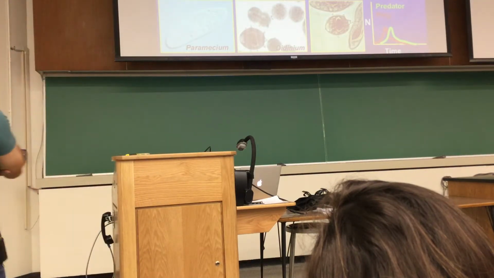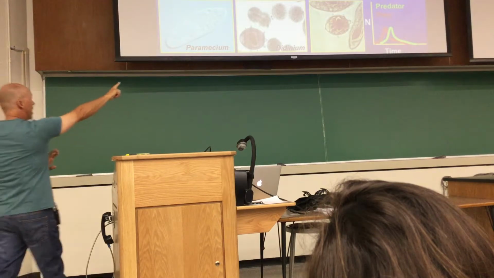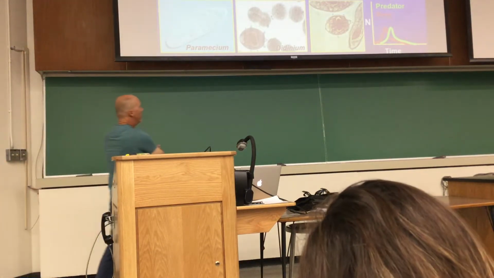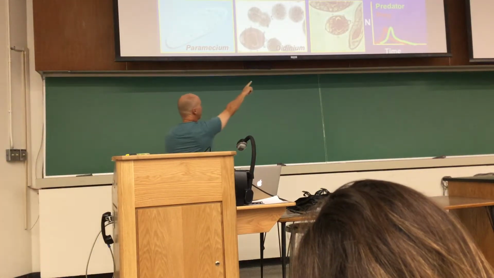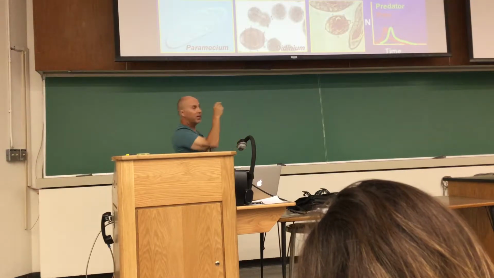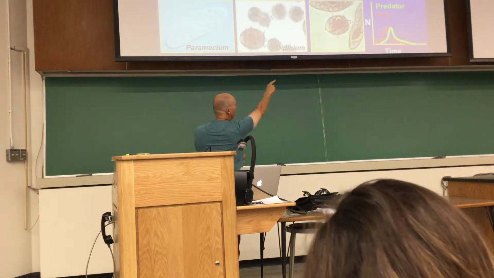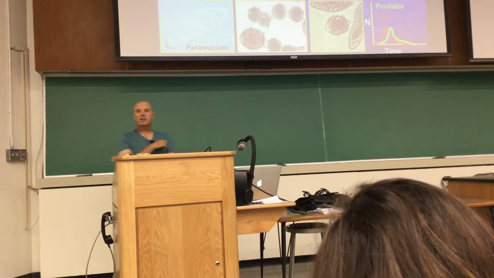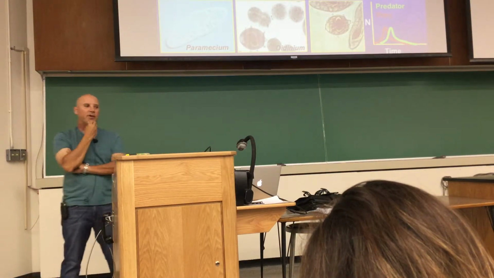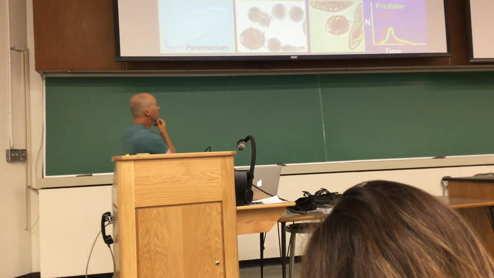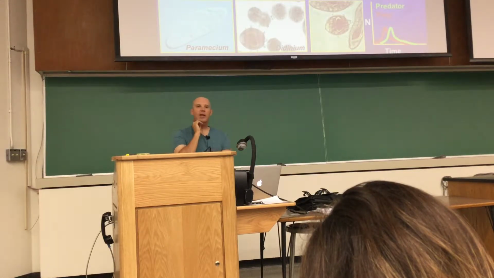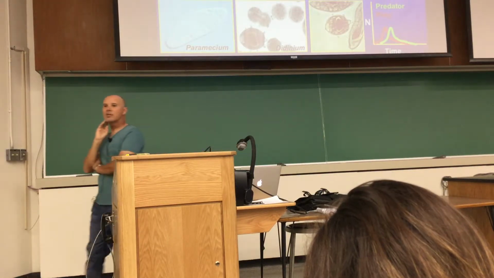Okay? So in this case, this is the predator, Didinium. This is the prey, paramecium. And this is how it attacks it. See that little kind of piercing piece on the end right there, that little nodule? They stab through the wall and they basically suck out the insides of the animal. It's pretty effective. And they're really voracious predators. So when he put these together, what did he expect to find? Based on the model.